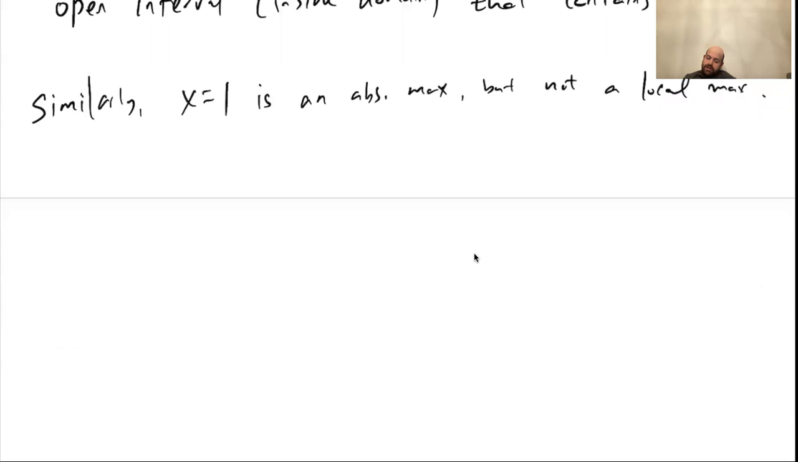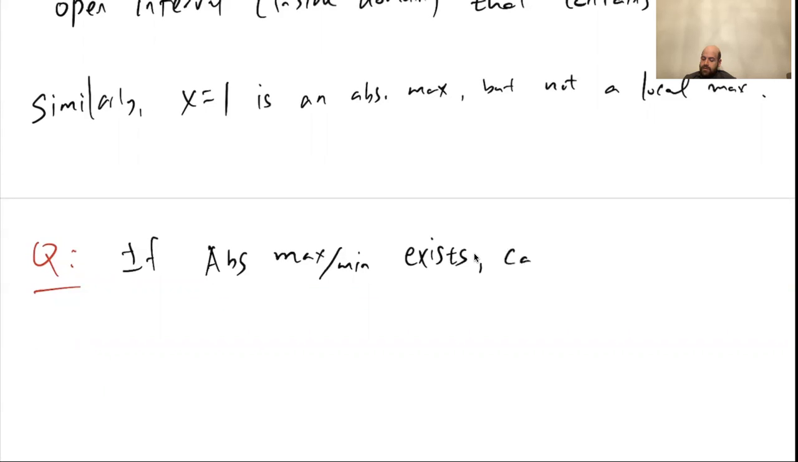Now, another question I can ask here is if an absolute max or min exists, can we say it is unique? Let's say we have a function that has an absolute max and min. Does it have to be one absolute max and one absolute min? Or can we have, for example, 2 absolute max, 2 absolute min, or even 5 absolute max, 6 absolute min? Is that possible?